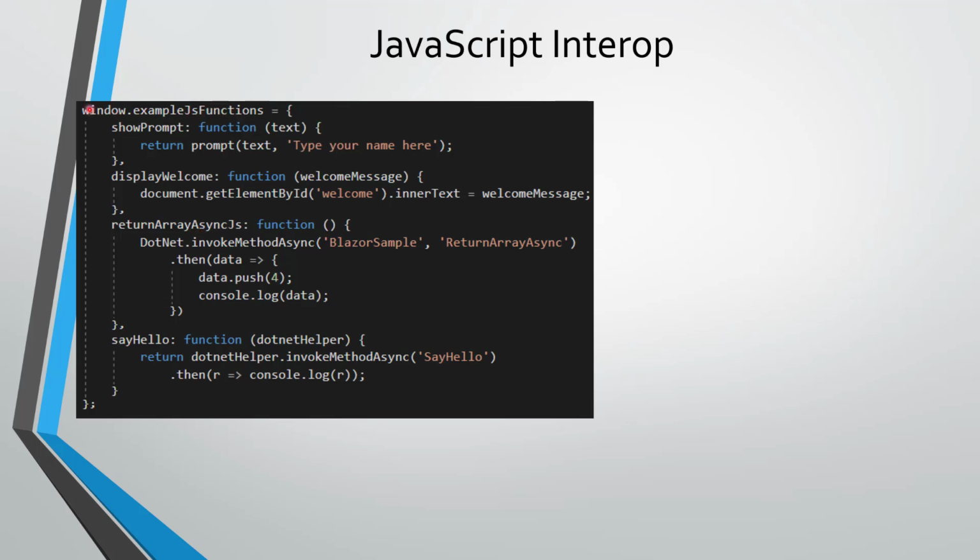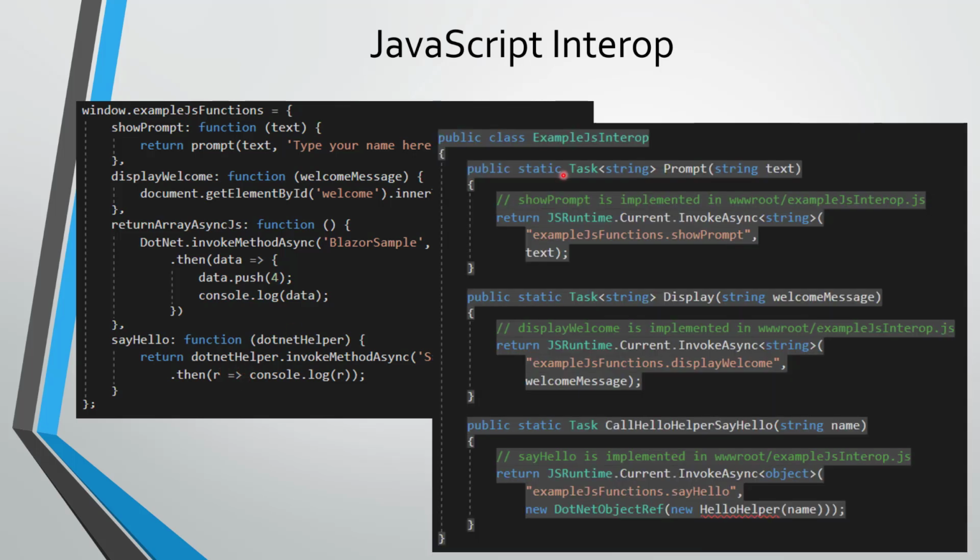This probably wouldn't be exactly the way you do it, but we've got these example functions. We've got a show prompt, and a display welcome, which is going to change the DOM in some way. We're going to invoke something back in our method, and say hello is another function where we're going to invoke say hello in our method. We're returning something in this one.